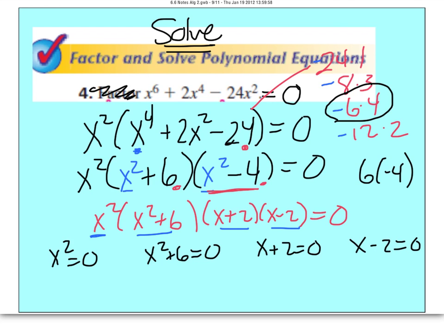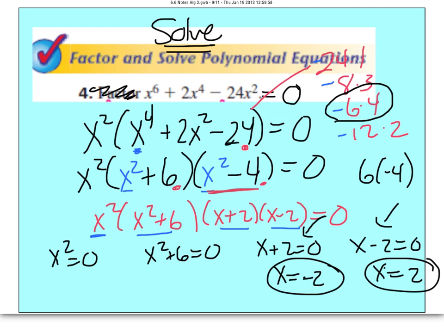To solve this last one, x minus 2 equals 0, we're going to add 2 to both sides, and we get 2 as an answer. For this one, we're going to subtract 2 from both sides and get negative 2 as an answer. I'm going to go to the first one here. To get rid of the squaring, I can take the square root, and I get an answer of x equals 0.